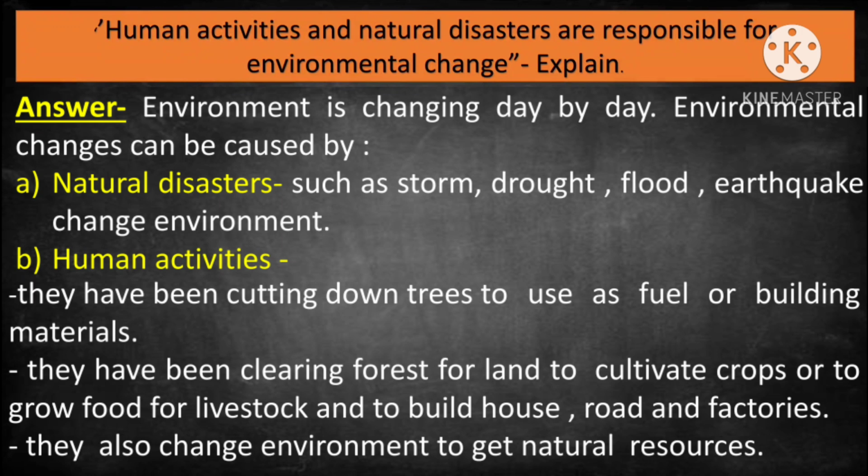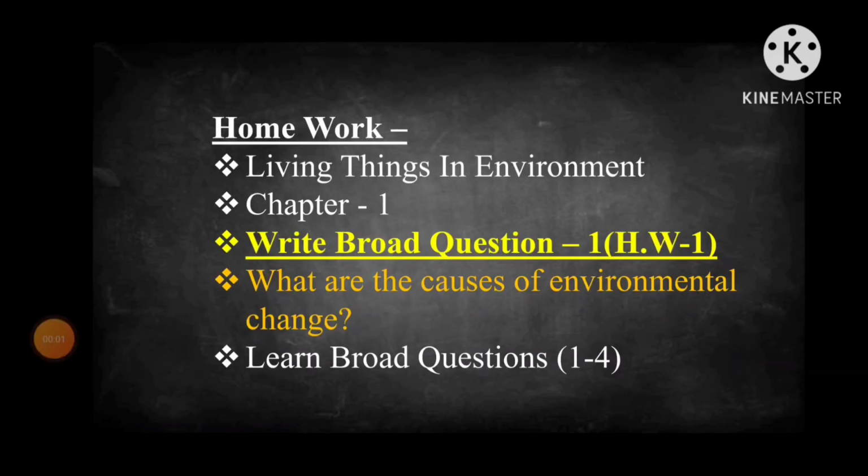You have to understand. So homework from today's class is, you have to learn all the broad questions and you must read the whole chapter also. And there is a writing from today's class, and this is broad question 1. The question is, what are the causes of environmental change? You are going to write the question and answer with the proper date, write that the homework number is 1, write properly, take a picture and submit it the next day in your section group.